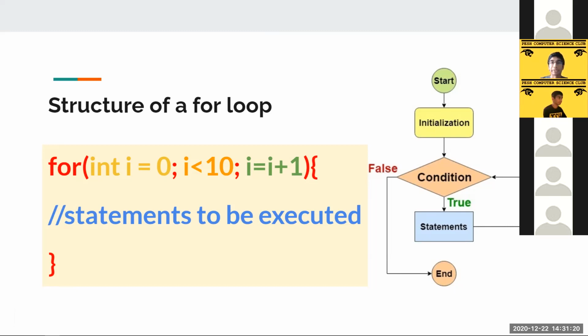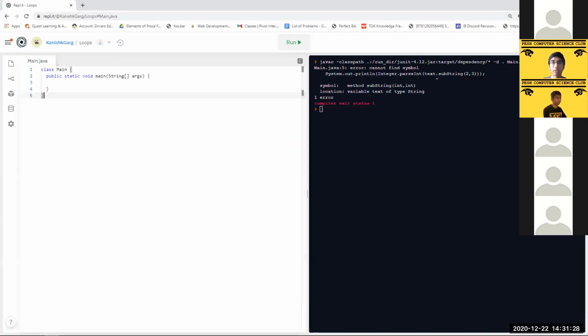So now we're going to go into Replit and I'm going to start coding. So let's say we wanted to print hello world 10 times. What we would do is first write our for and do our parentheses. The first step is initialization. So we would initialize I to 0. Then the next step is what condition do we want this to stop at?